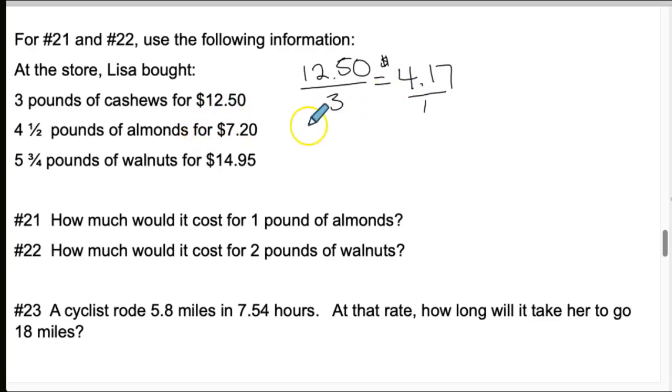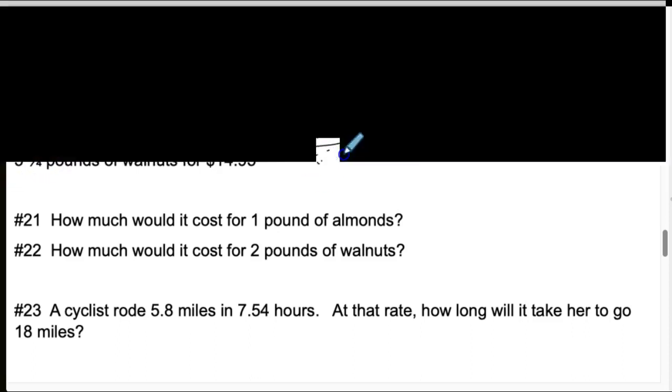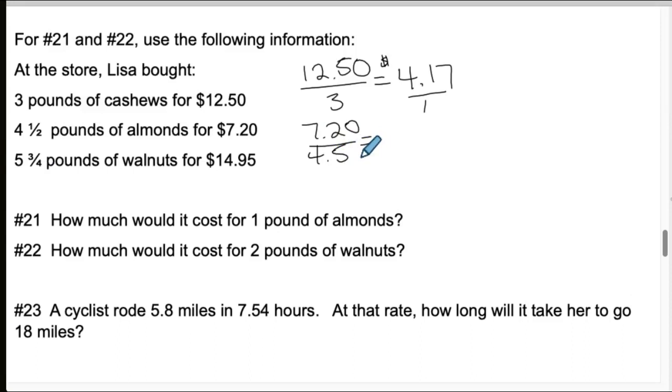Almonds, if I take 7.20, that's how much she paid for 4.5. So let's divide it up by 4.5 pounds. That means for almonds, she paid about $1.60 for every pound. And do the same thing for walnuts. 14.95 divided by 5 3/4, also known as 5.75. And that becomes $2.60.